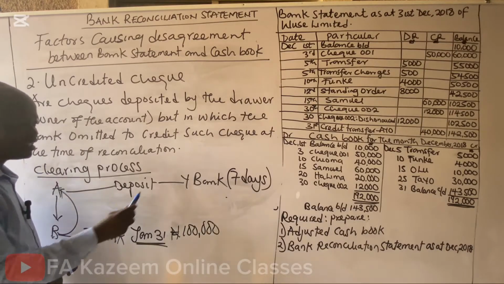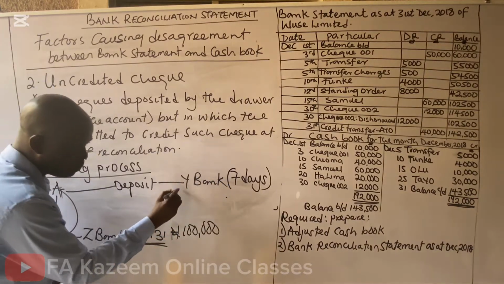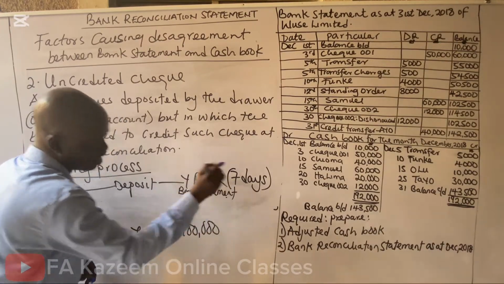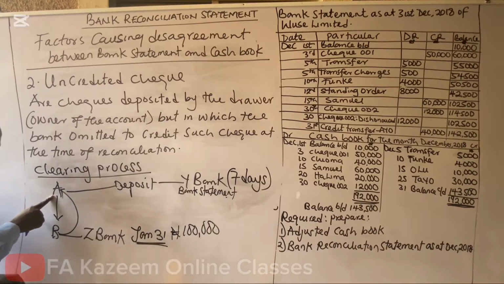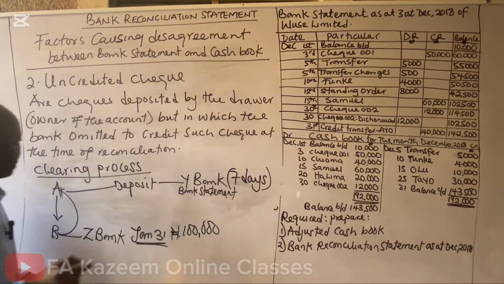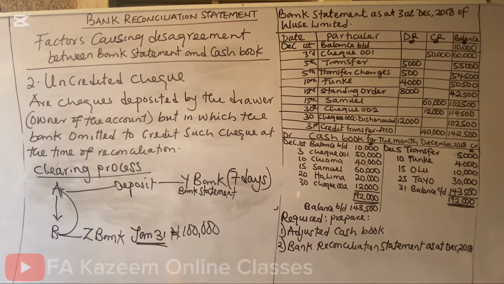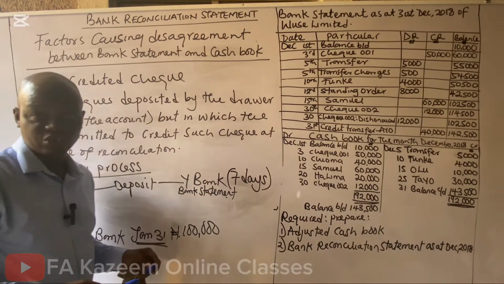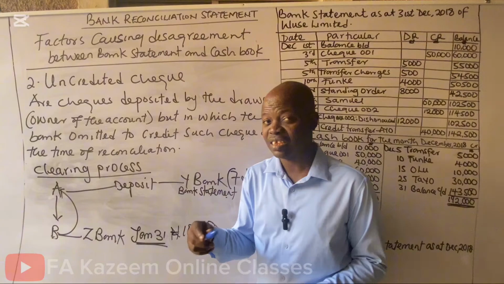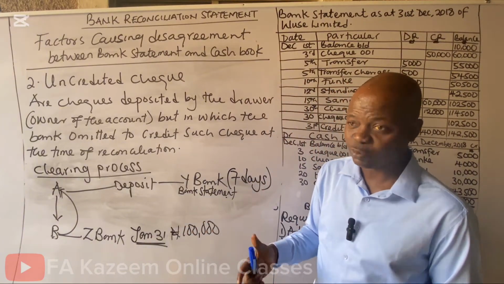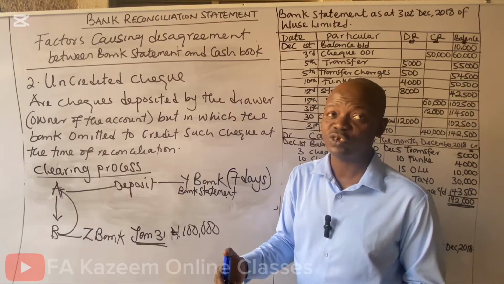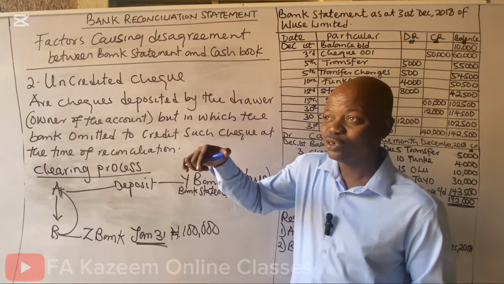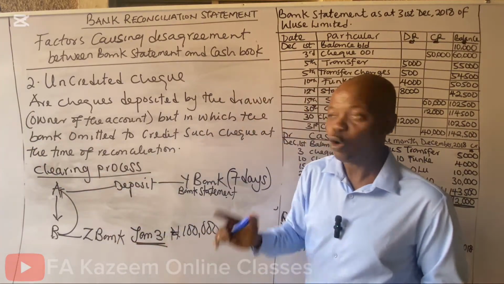Not until this process is completed, Y bank will not record such a transaction in their bank statement. And this will lead to disagreement between customer A's cash book and Y bank statement. In that case, the clearing process of the bank can create an uncredited check. That's one. Two, network issue. Network issue is a situation where a check is being deposited with a bank, but due to fluctuation of network, that check was omitted. That check was not credited until the end of that month or after that month.